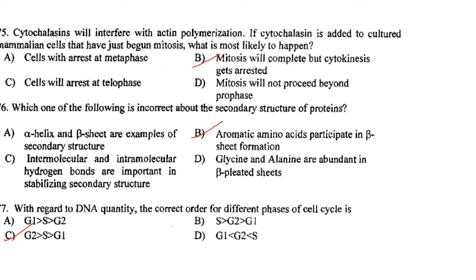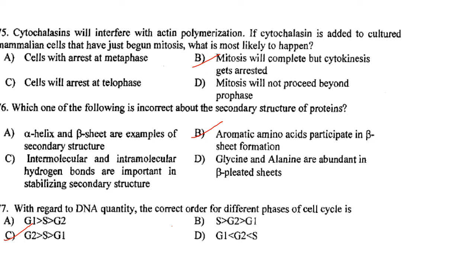Then next one. Which one of the following is incorrect about the secondary structure of protein? Alpha helices and beta sheets are examples of secondary structures. That is correct. Aromatic amino acids participate in beta sheet formation. That is not correct. Then glycine and alanine are abundant in beta sheets. That is also correct. Intermolecular and intramolecular hydrogen bonds are important in stabilizing secondary structure. That is also correct. So the one which is incorrect is option B.